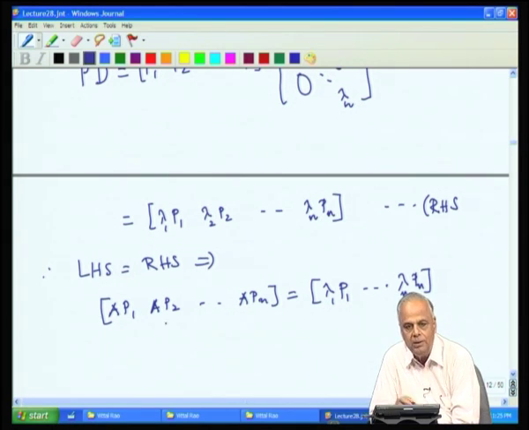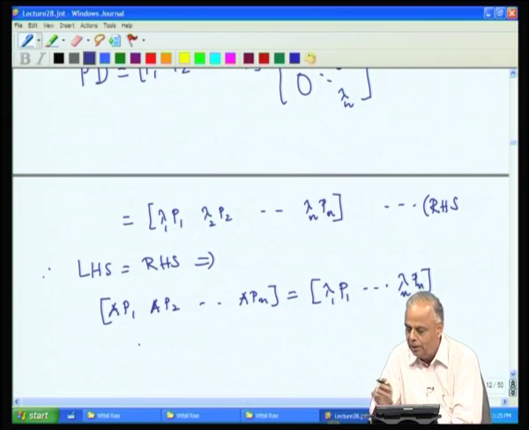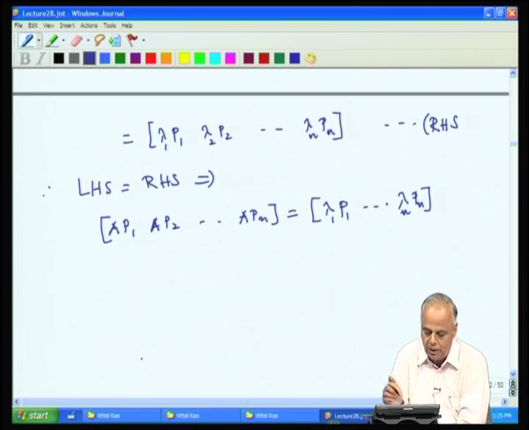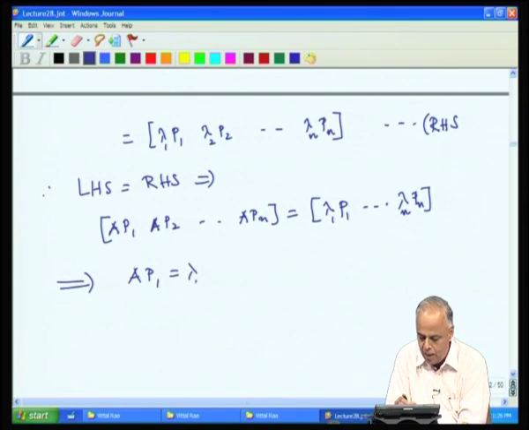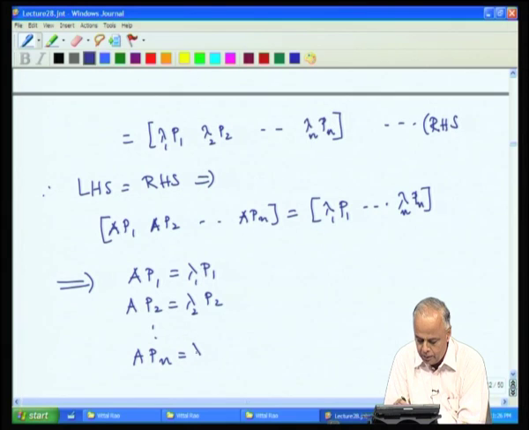Since the two matrices on both sides are equal, the corresponding columns must be equal and therefore, we get A P 1 equal to lambda 1 P 1, A P 2 equal to lambda 2 P 2 and so on, A P n is lambda n P n.